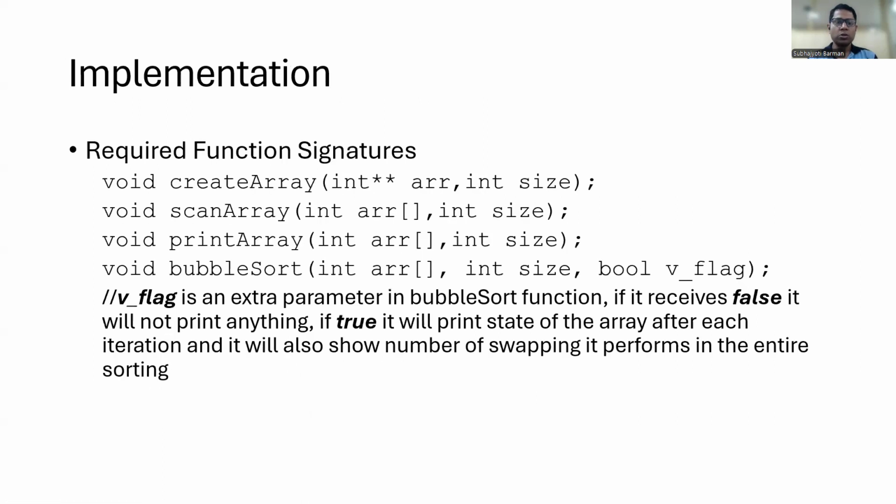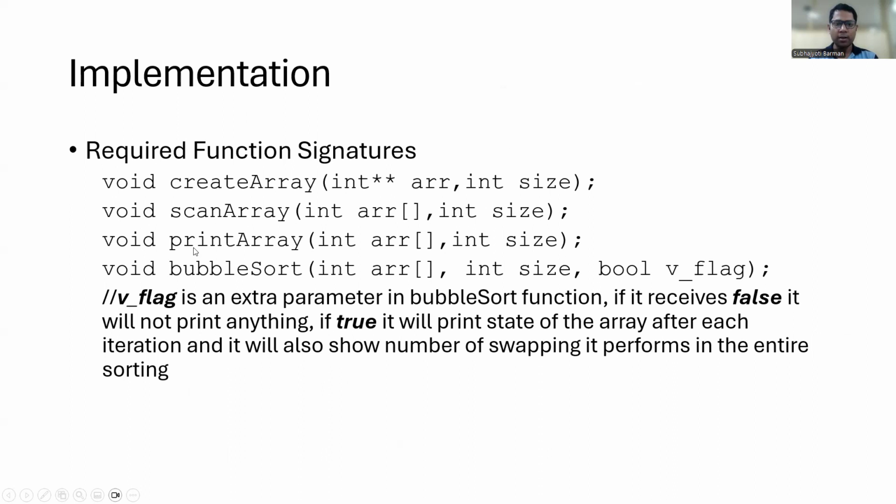Fine. So now in the lab, you should implement this algorithm. So these are the prescribed function signatures. There should be one create array function by which you can create the array dynamically. In this function, you will pass the address of the integer pointer as well as the size. For my scan array, we have to pass the array along with its size.